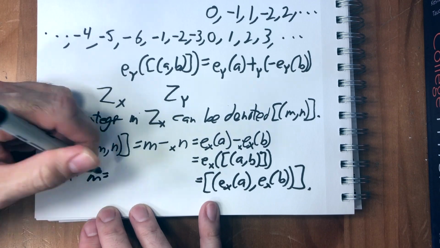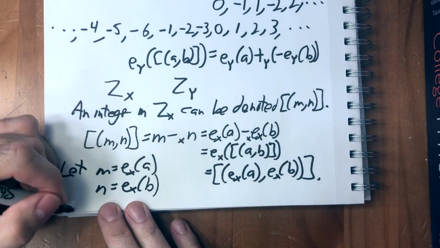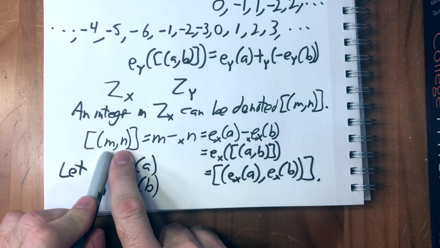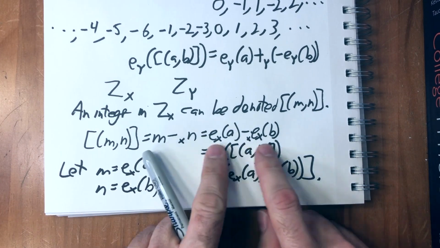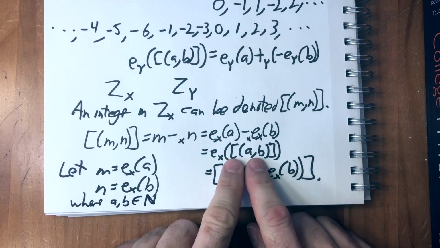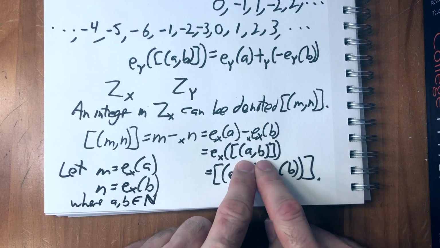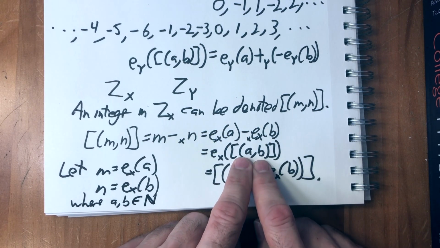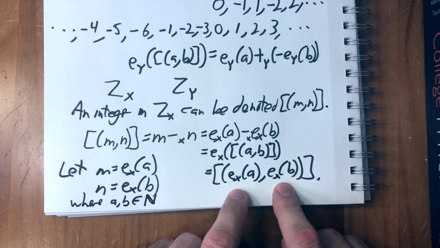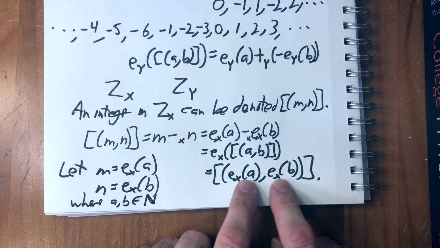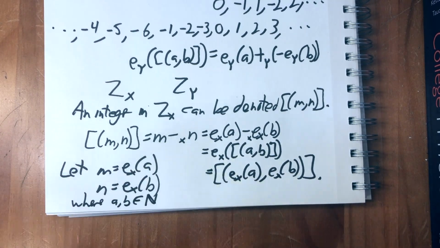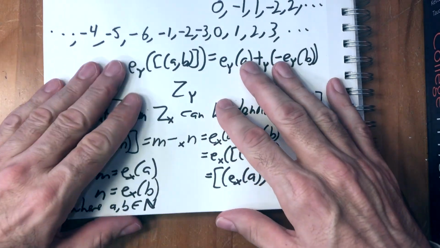Oh, I'm sorry, I needed to start with let m equal e to the a. So we can either use m and n, or we can obviously write the same thing using the embeddings of two natural numbers. Or we can talk about this by making the integer first and then embedding into x, or we can embed the two natural numbers and then take the equivalence class to make the integer, which is what this is too. So they're all equivalent. And the same goes for Z of y.